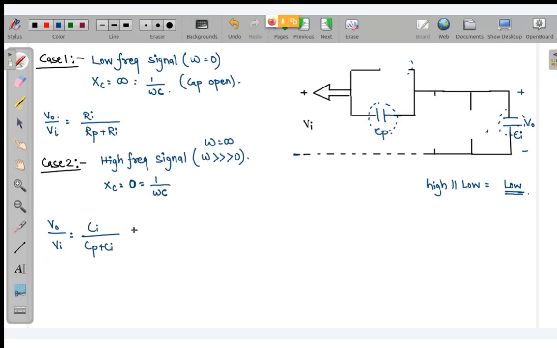What? Are we waiting for something? No, sir, this Ci and Cp are in series, right? So the equivalent capacitance should not be addition. I have applied the voltage divider rule. Is it correct?